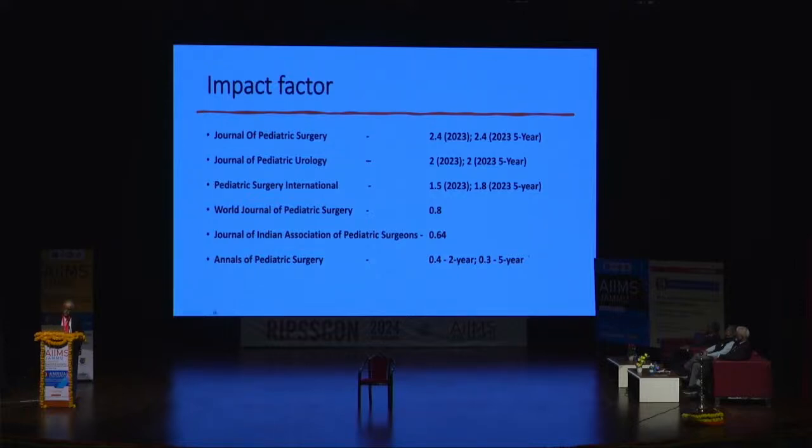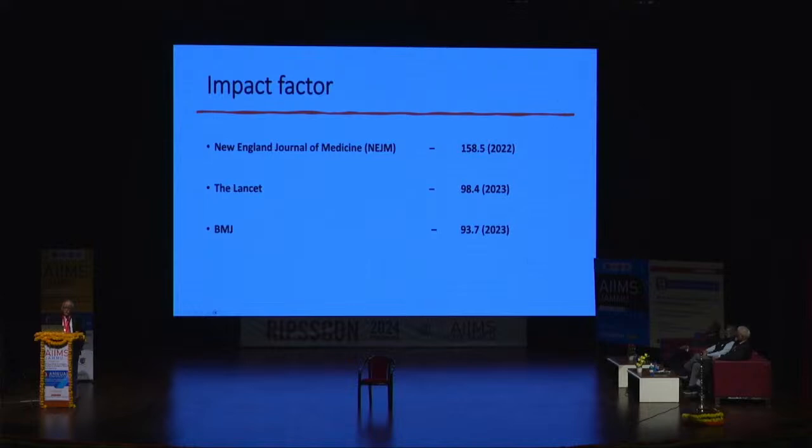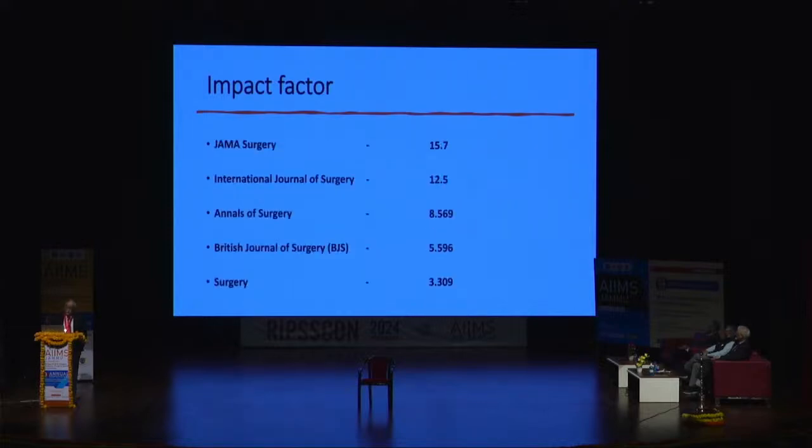When I compare this to the leading journals in medical sciences, there's a huge difference. NEJM is upwards of 100, Lancet is close to 100, BMJ, these are the three leading journals. So we are a long way off from there. But if you look at the impact factor of surgical journals, we are not doing so poorly, right?